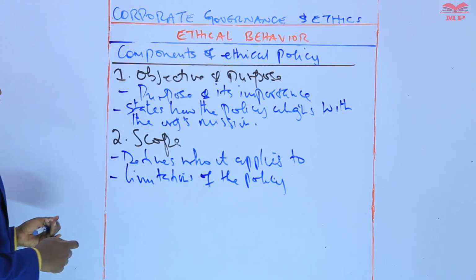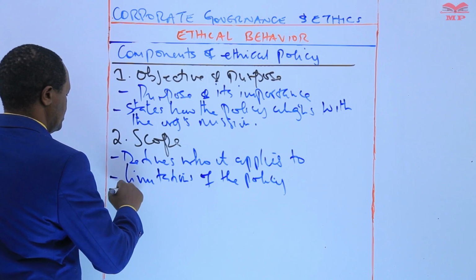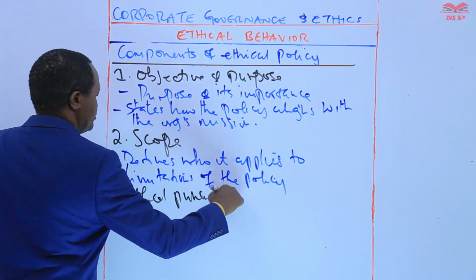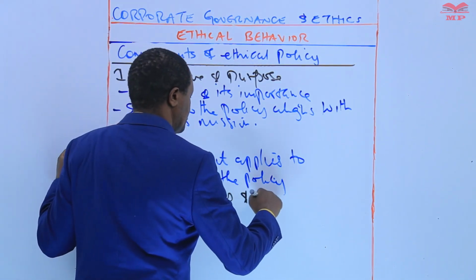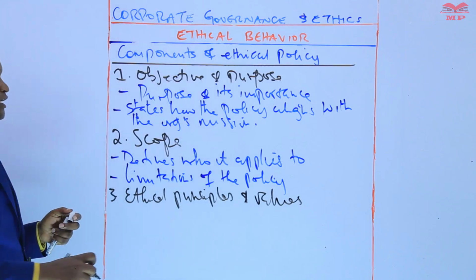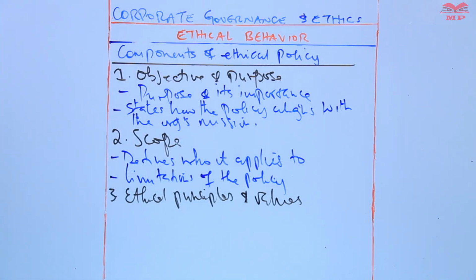The third component is the ethical principles. Ethical principles and values is yet another component or element of an ethical policy. This section identifies the core ethical principles and values that guide the organization's behavior. You understand? It identifies core ethical principles.